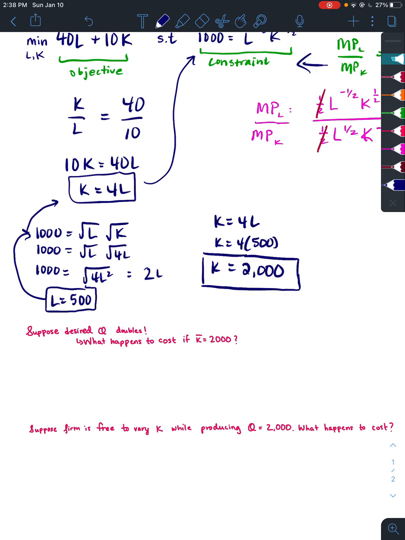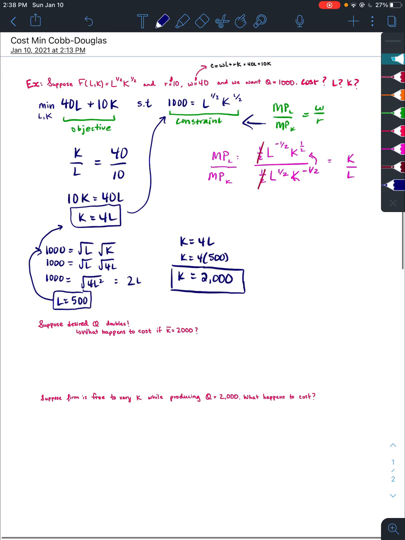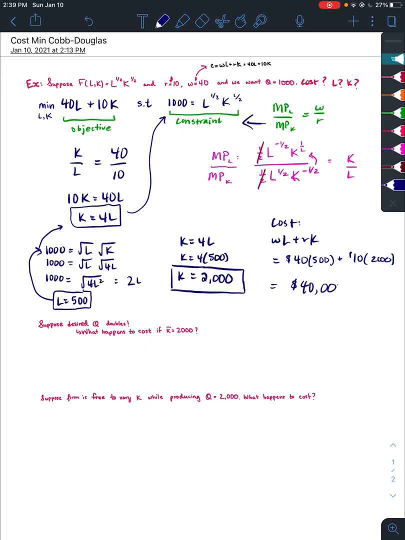Finally, when we have our L and K, all we have to do is plug it back into our cost function, right? Because we already have W and R, we already have K and L. Here's our cost, right? WL plus RK. Now we know that W is 40 times L, which is now 500, plus we have 10 times 2,000. That should be equal to 40,000. That's your answer for part A.